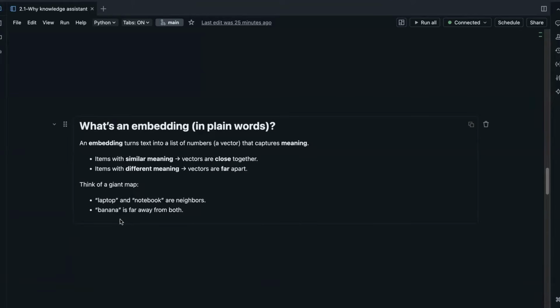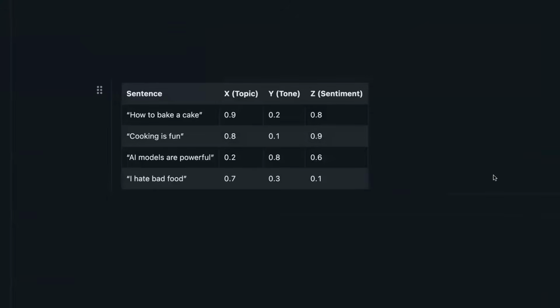I'll not go into a very mathematical way of representing it, but let me tell you a very simple way of how embeddings and dimensions work. You remember we talked about how we can categorize a sentence into different dimensions.